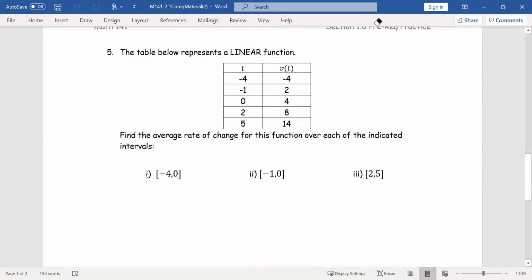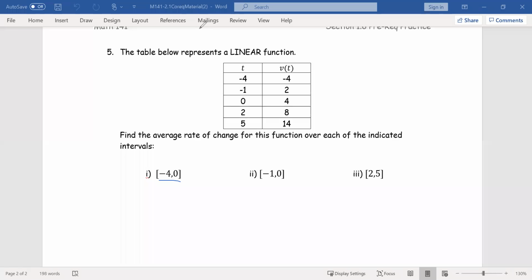On problem 5 here, we're given a table of inputs and outputs. And notice here, the left-hand side, all these t values, those would be the inputs. The v of t's here would be the corresponding outputs. And we're asked to find the average rate of change for this function over each of the indicated intervals. So we've got -4 to 0, -1 to 0, and 2 to 5. First of all, remember that this -4, 0 right here is not a coordinate point, that's an interval of inputs. So going from -4 to 0.